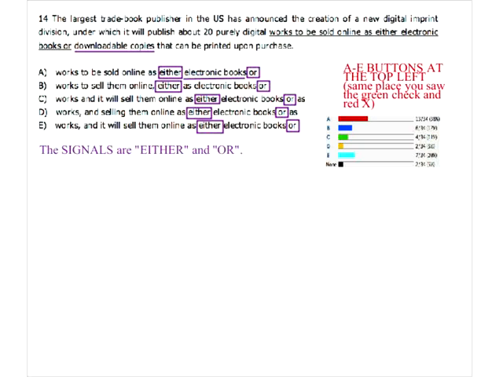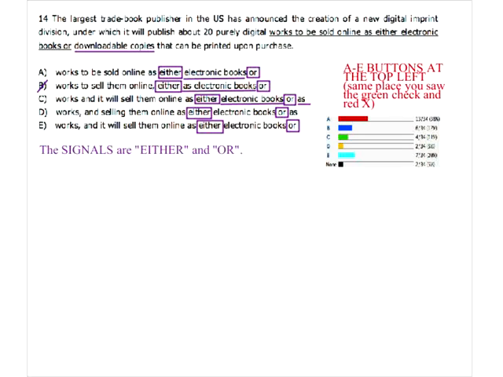This is as electronic books, but then that's just downloadable copies. That's a problem. If this is as electronic books inside this parallel structure, then you're going to have an as over here too, and you don't. So that's incorrect. This is electronic books, and as downloadable copies. Again, you can't ignore this as here. This is an automatic inclusion because it follows a signal. So these aren't parallel either.